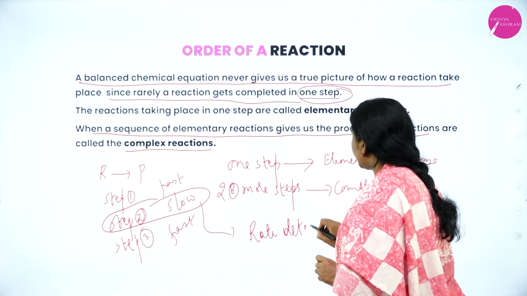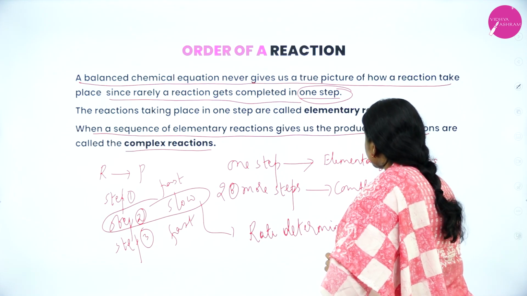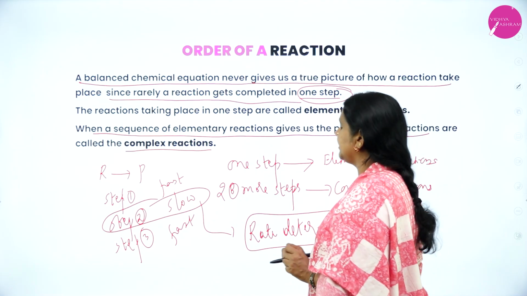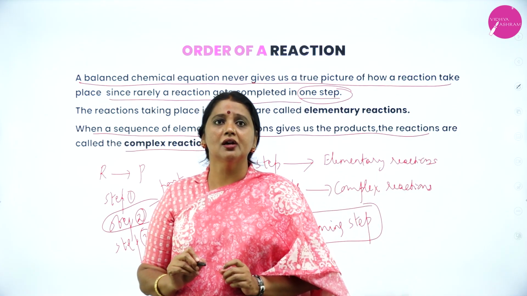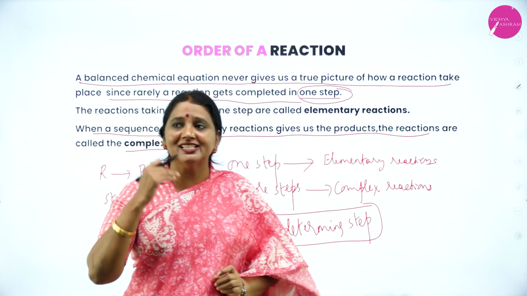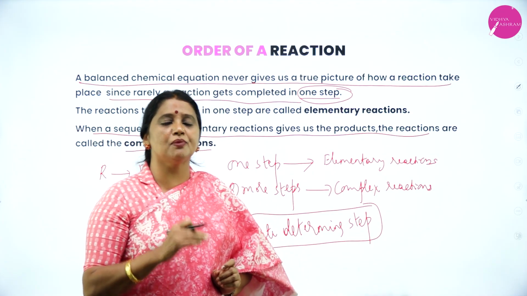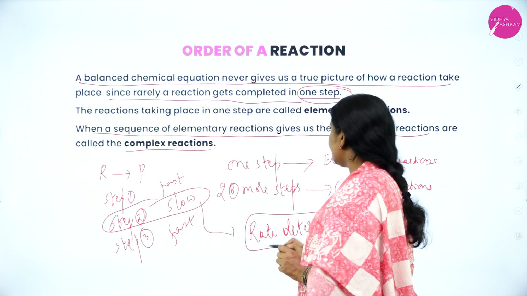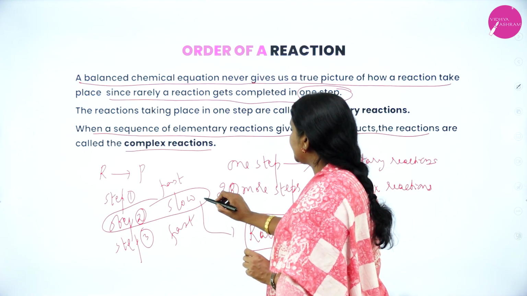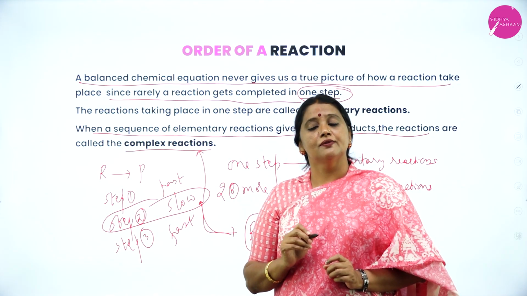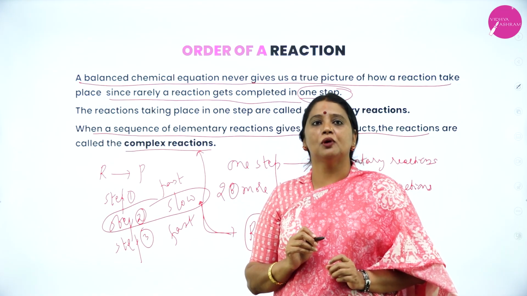This step is called as what? Rate determining step. From this step only, we have to find out order and what? Molecularity. Again, what is rate determining step? Rate determining step is the slowest step of complex reaction, which is used to find out order and molecularity.